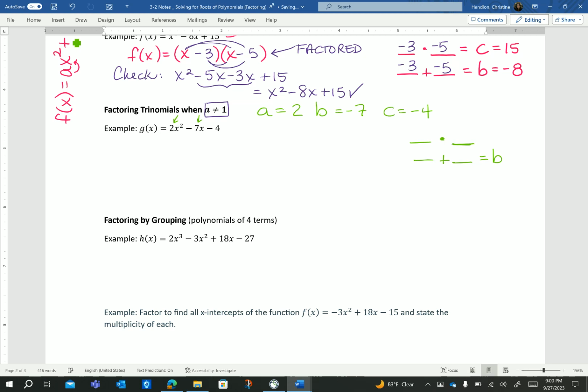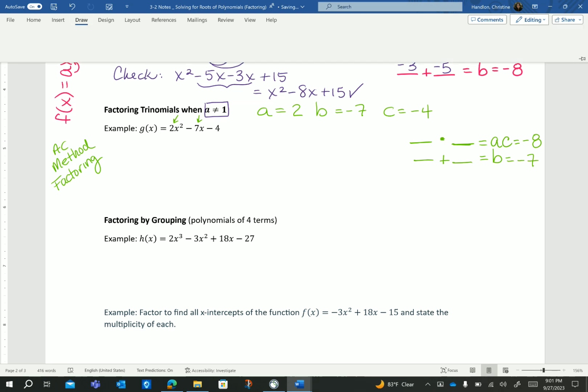What's going to change here is that instead of c, it's going to be a times c. So AC. Some people call this the AC method. So I'm going to write this here. Some people call this the AC method of factoring. All right. So what is my AC? Well, my A times my C, 2 times negative 4 would be negative 8. And my B is negative 7.